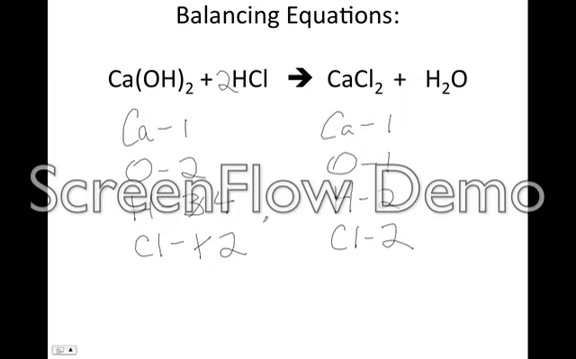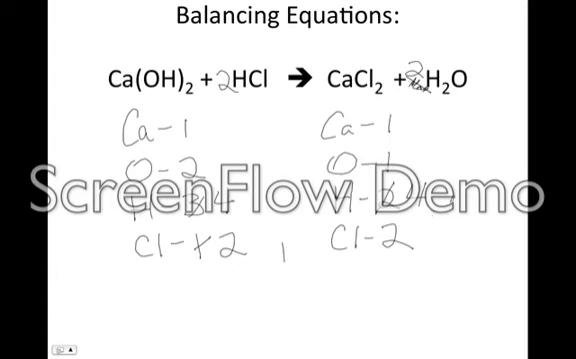So let's look at where we are now. Our chlorines are balanced and our calciums are balanced. We still need to balance our oxygens and our hydrogens. So let's look at hydrogen next. We have 2 hydrogens plus 2 is 4 on the reactant side, and we have 2 hydrogens on the product side. So let's multiply that by 2. If we look at the equation now, we have 2 hydrogens times 2 is 4. So that's going to change this to a 4.